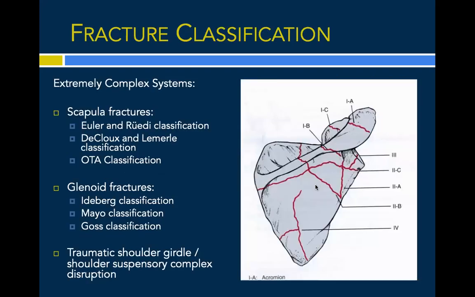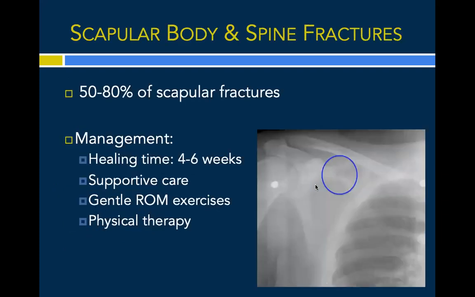I included this image because classification systems are complex, to say the least. For scapular fractures, there are 3 different classification systems. For glenoid fractures, there are 3 different classification systems. So it really is complex. So I'm going to distill it down into a much simpler version for you guys.